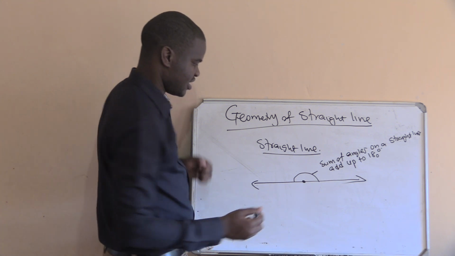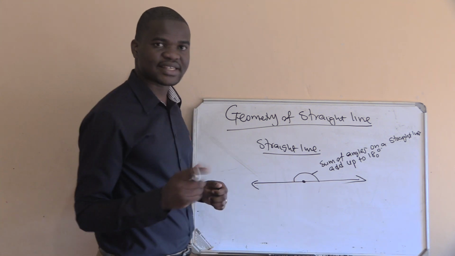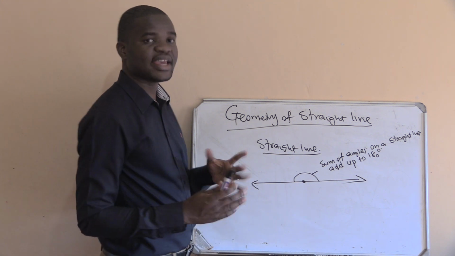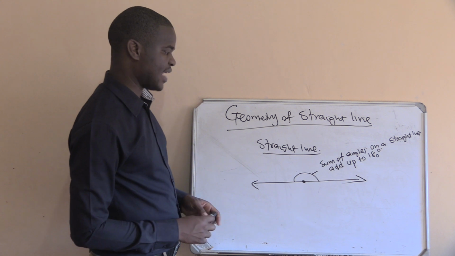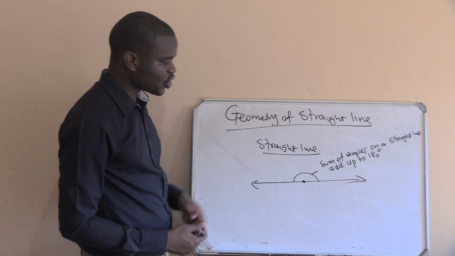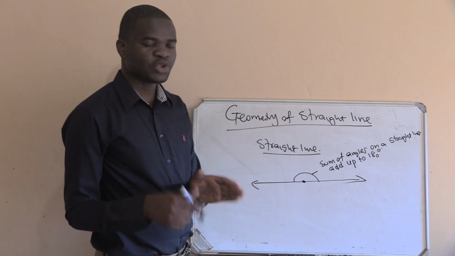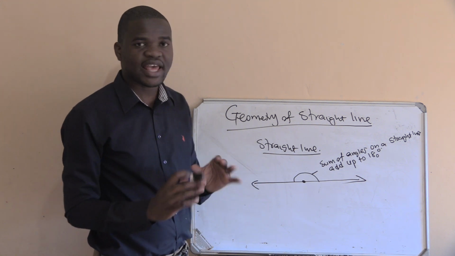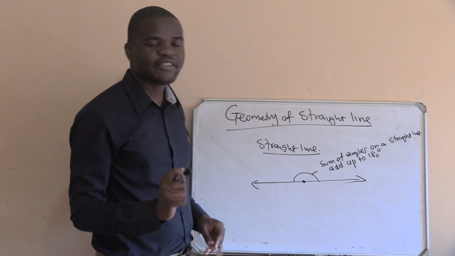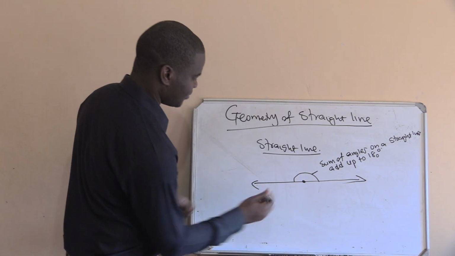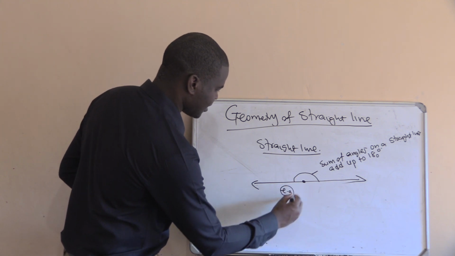Mathematically, what does it mean? It means that they are supplementary. Angles on the straight line, they are supplementary. They add up to 180 degrees. So you must be able, if I give you another angle, to find the unknown, because you will add all these angles. They must give you 180 degrees. Now, let me give you an example.